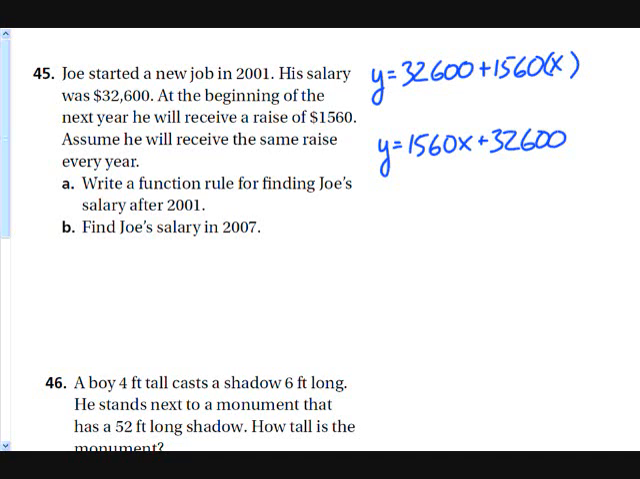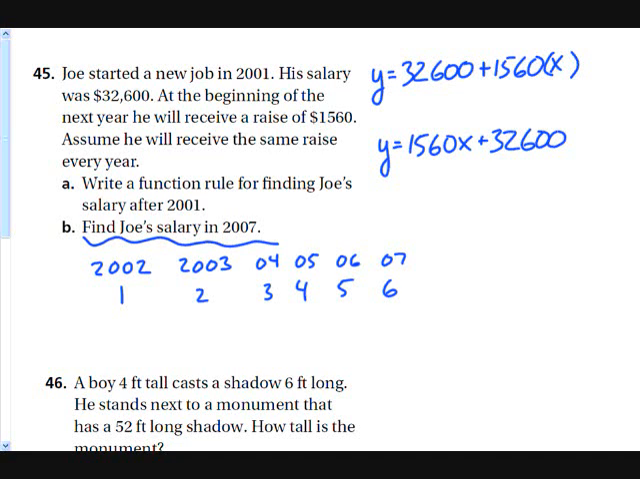And if we're talking about the number of years after 2001, if we want to find his salary in 2007, well, 2002 would be 1 year after his initial start, so that would be an x value of 1. 2003 would be 2 years after his initial start. So for 2007, we go 04, 05, 06, 07. 2007 is going to be the 6th year after he started, and that's what we measured our x value in, the 6 years after he started. So this is my rule. That's for part A. Part B, I just have to plug a 6 into this equation.